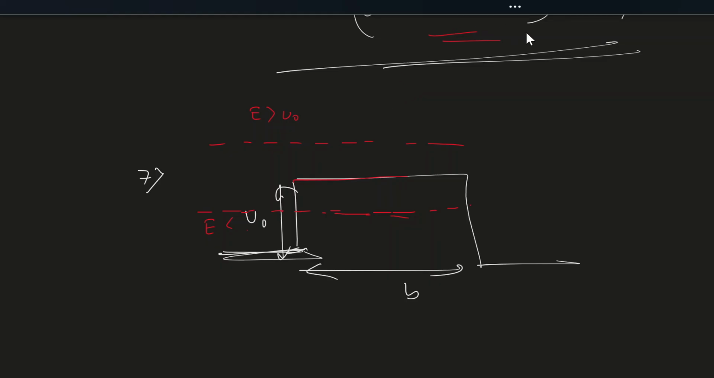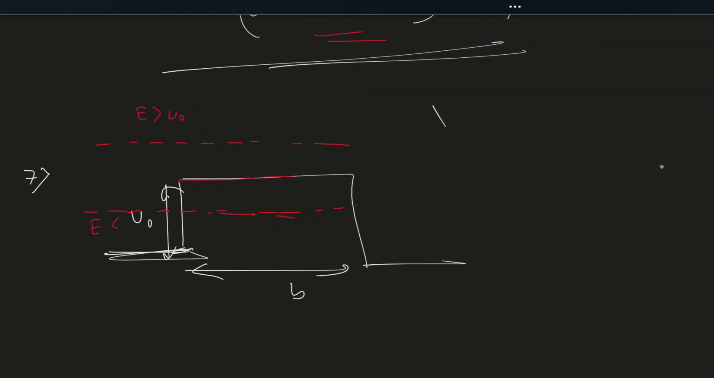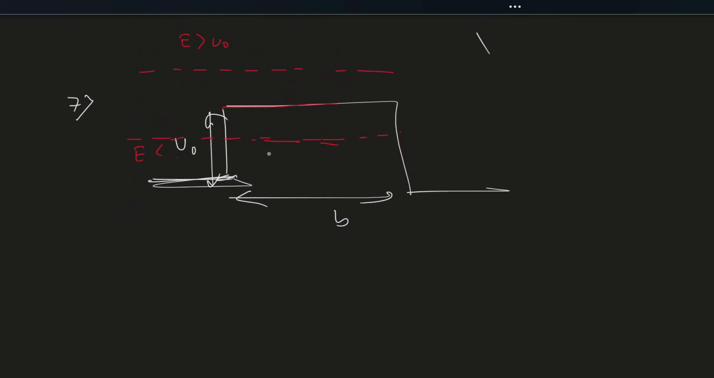But for simplicity, let us only choose these two conditions, whether E is greater than U0 or less than U0. For this kind of case, you divide it into regions. This is region 1, this is region 2, region 3. For now we are only concerned about region 2. So let us write down the Schrödinger equation there. Let us think that the particle is going, and the wave function of the particle in region 2 is psi 2. Psi 2(x) is the particle wave function within this potential barrier.